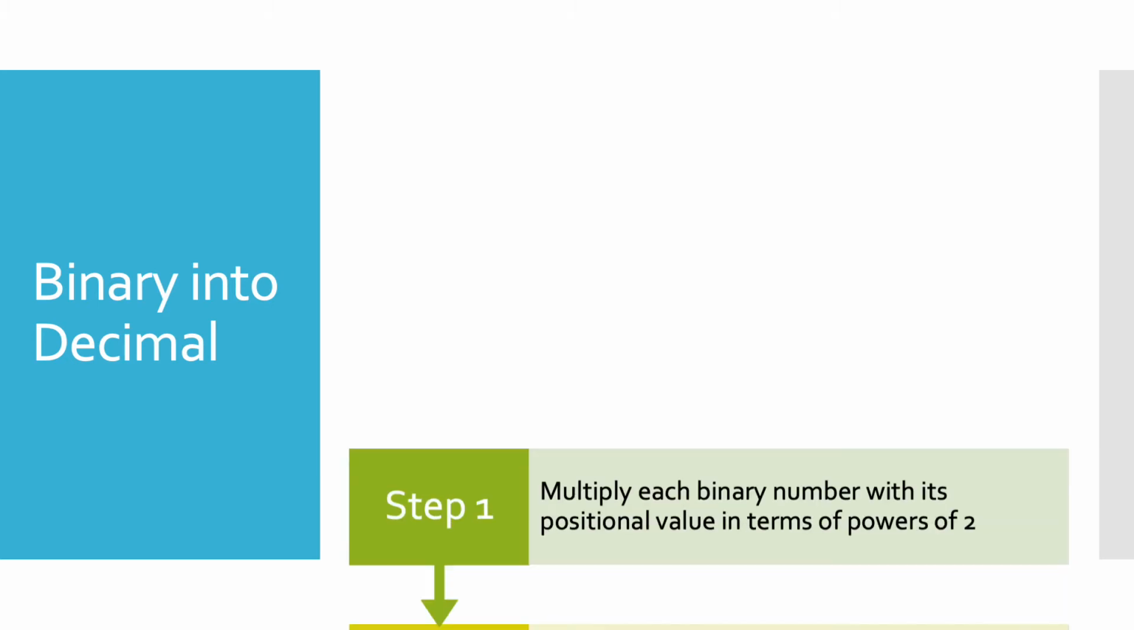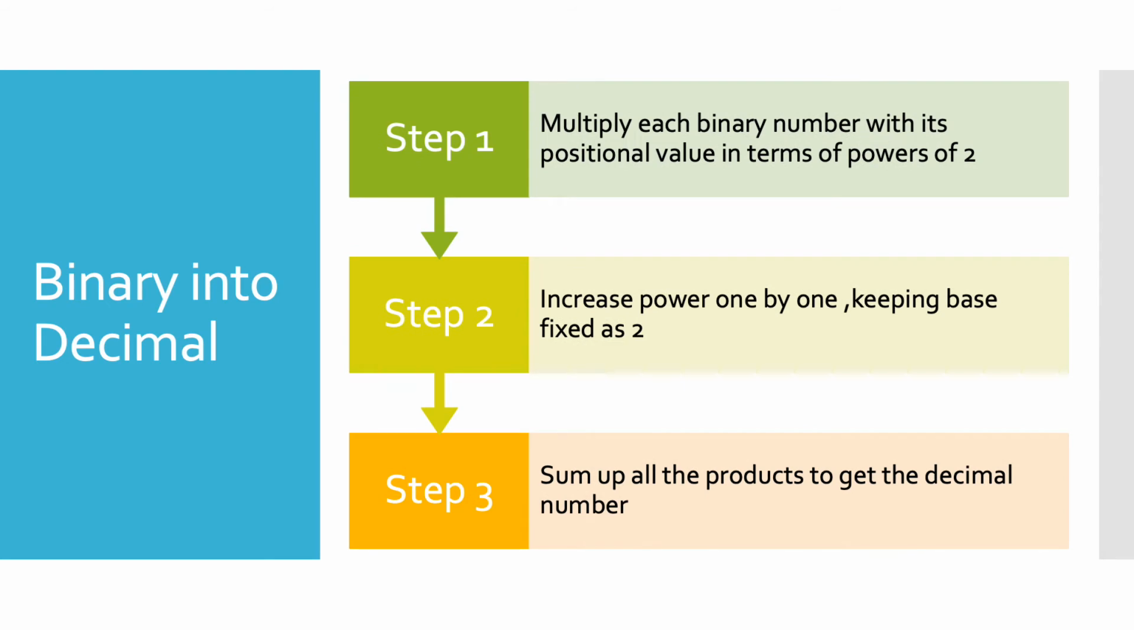And the steps are: step 1, multiply each binary digit with its positional value in terms of powers of 2. Step 2, increase the power one by one, keeping the base fixed as 2. Base is fixed as 2 because we are dealing with binary number that has only 2 digits. Step 3, sum up all the products to get the decimal number. Now we will see one example to understand this.